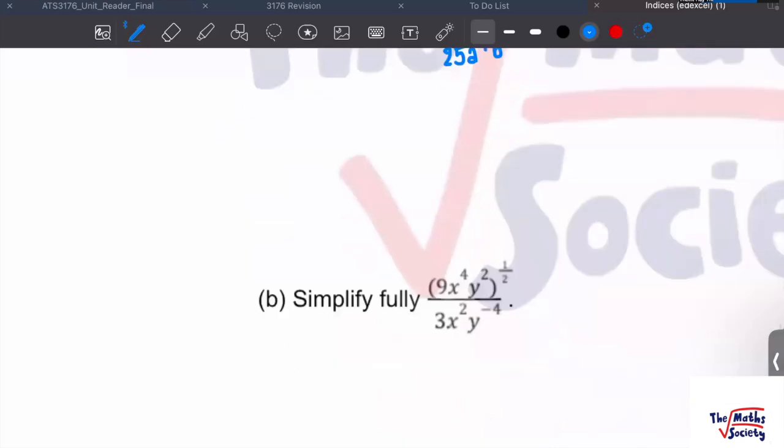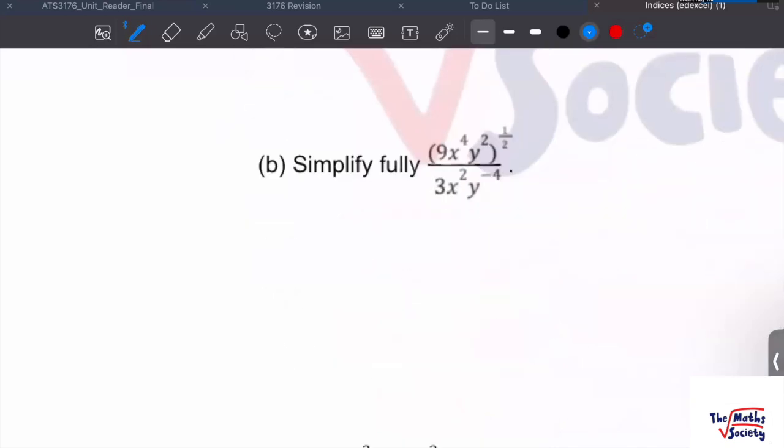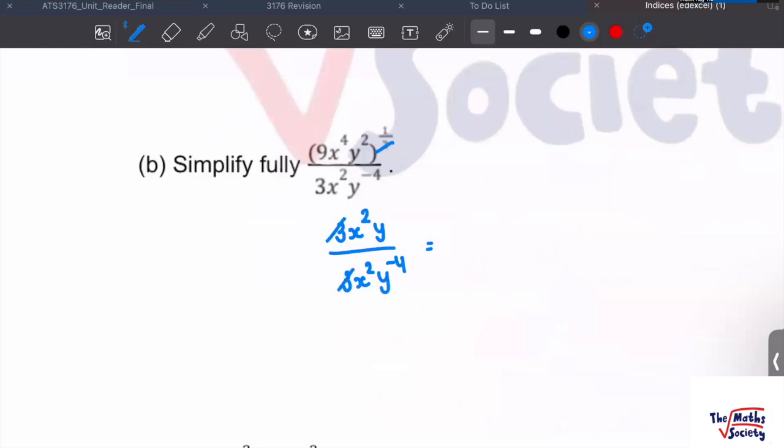And then this is also the same. So you're going to calculate the numerator part first. 9 power half is 3. X, so 2 times 2 is 4. So x power 4, y is just going to be 1 divided by 3, x squared, y power minus 4. So 3 by 3, you cancel out, x squared minus x squared, you cancel out. So it's just y plus 5, so that's going to be y power 5.